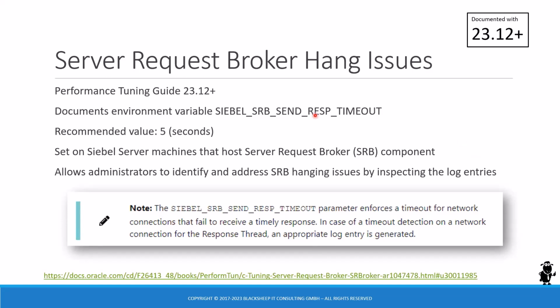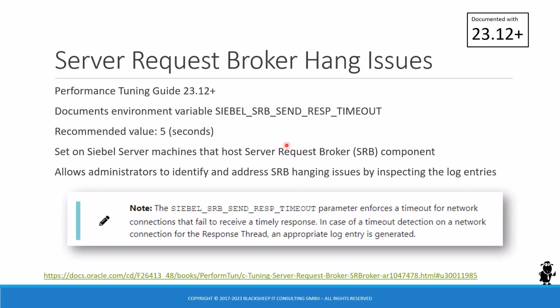And that one is a documentation update. So there is an environment variable, which, as I found out, has been mentioned on Oracle support a lot, and now it's documented in the Performance Tuning Guide 23.12 and higher. It goes by the name of Siebel SRB send resp timeout. That's the server request broker send response timeout. And the server request broker, you know, that's the component that really holds the room together between Siebel servers. And that could experience some hangs.